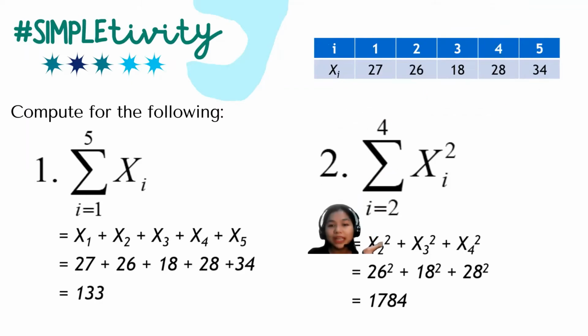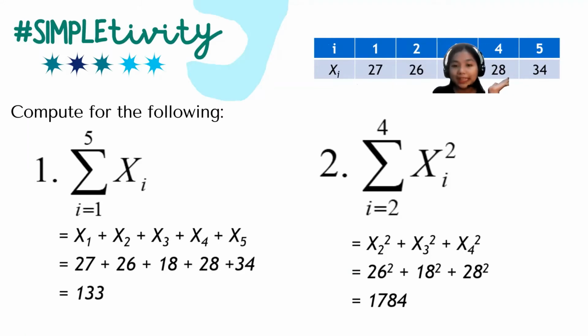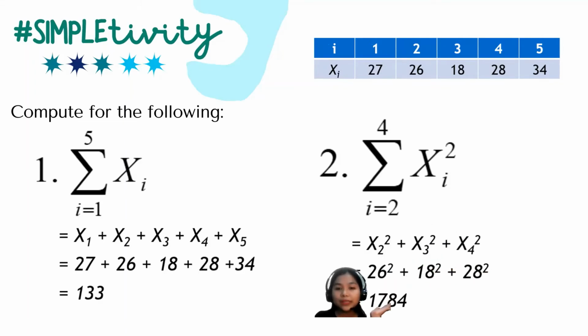So let's start with the second value. The second value of x corresponds to 26. The third value of x corresponds to 18. And the fourth value of x corresponds to 28. So 26 squared plus 18 squared plus 28 squared is equal to 1,784.